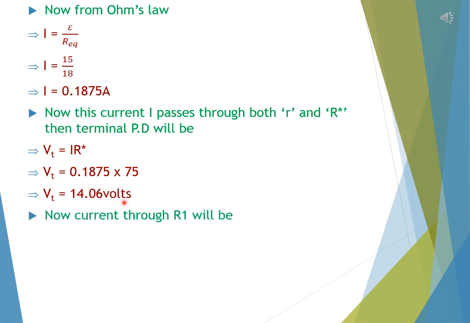Now current through R1 will be I1 is equal to V terminal divided by R1. Putting the values of V terminal and R1 and dividing, we get I1 is equal to 0.1406 amperes. This I1 is the current through resistance R1.